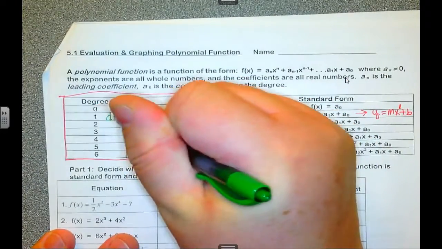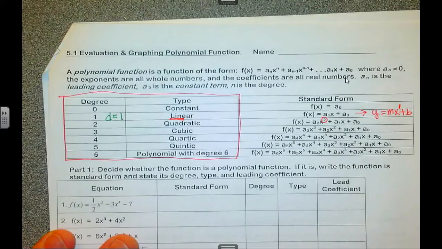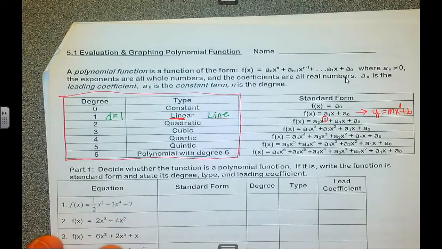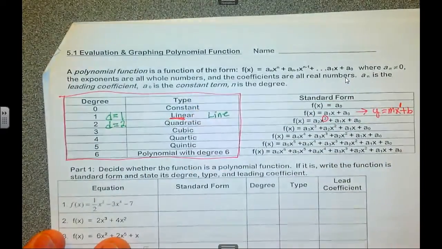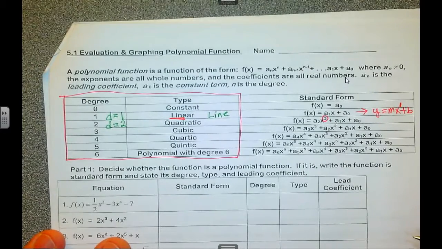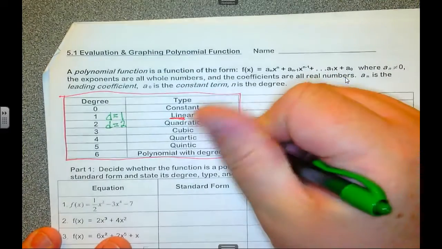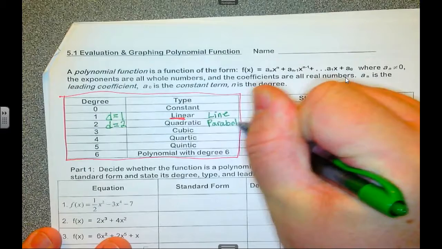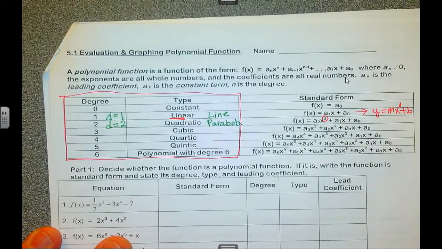So degree 1, and we denote that by saying d equals 1 is a linear equation. Degree 2 is called a quadratic equation. We've been working with quadratics. What shape? Yes, you're right, a parabola. Sometimes the U shape goes up, sometimes down.